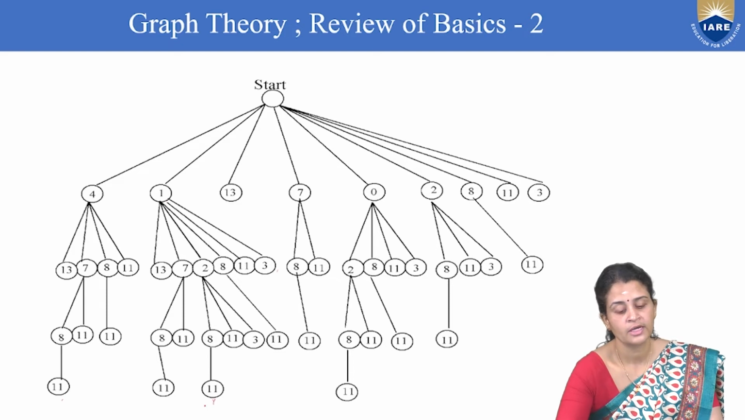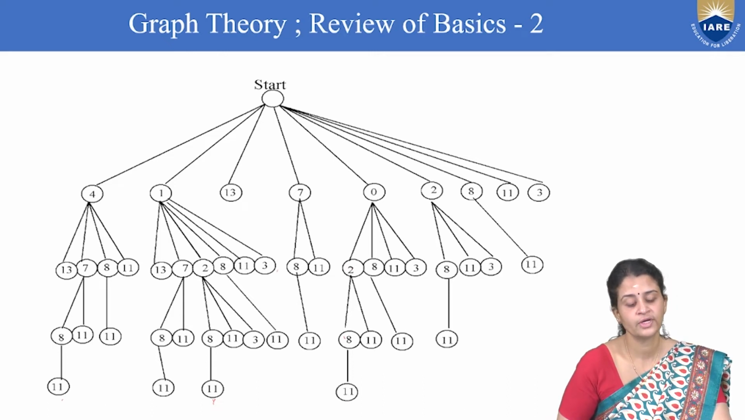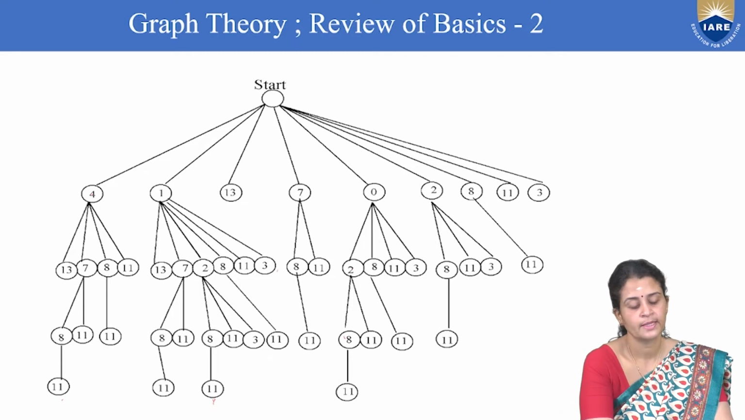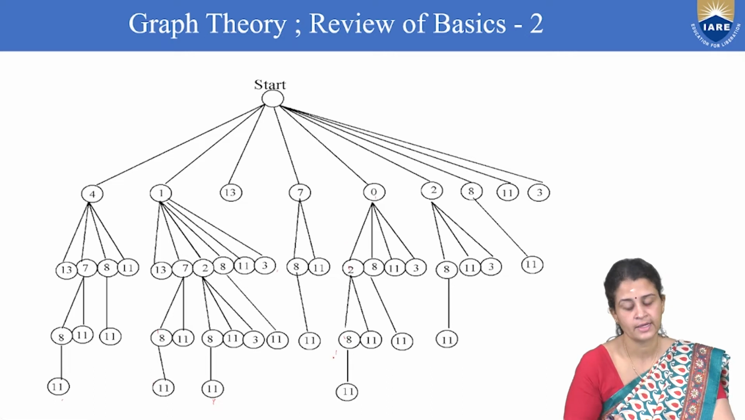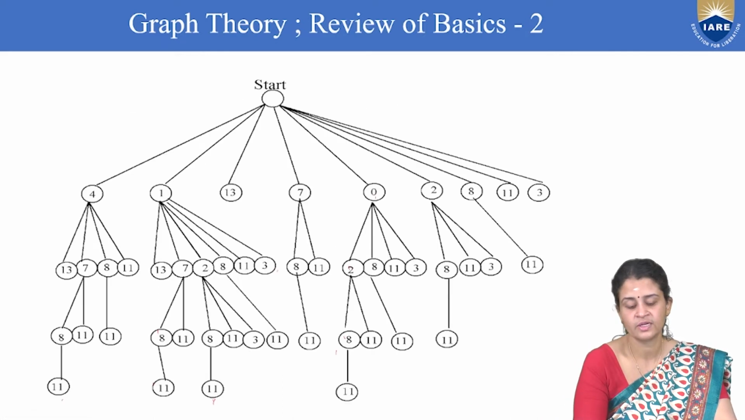Can we take this as a longest monotonically increasing sequence? No, because here we have only length 3. Here we have another one of length 4, 0, 2, 8, 11. So we got 4 sequences: 4, 7, 8, 11; 1, 7, 8, 11; 1, 2, 8, 11; and 0, 2, 8, 11. As it is a small sequence, we could complete it this way.